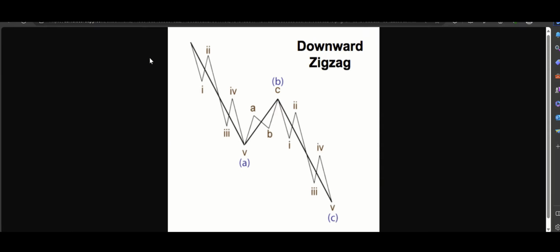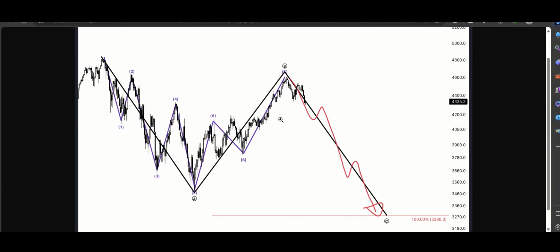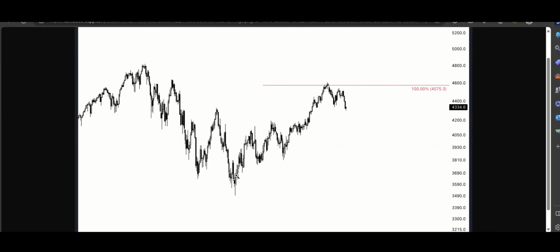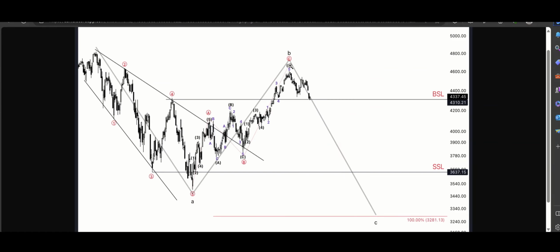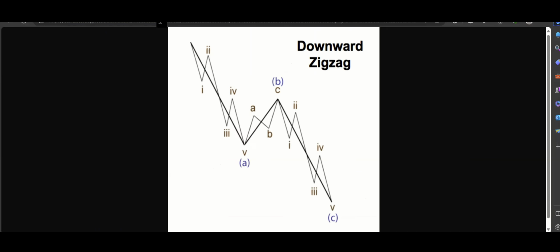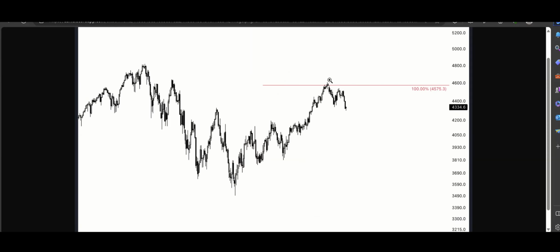Okay, now this is an example of a zigzag pattern in the Elliott wave theory. You have your 5 waves down, 3 waves up, and then another 5 wave move down to complete your C wave. Okay, so we see that kind of thing playing out over here. Now this C wave over here perfectly hit your 100% fib.